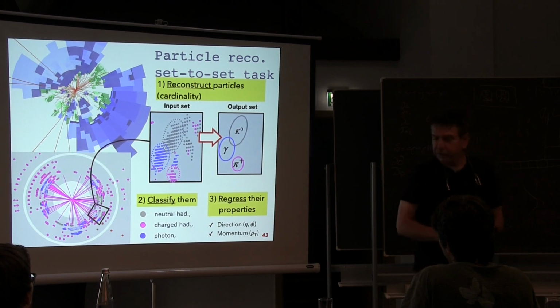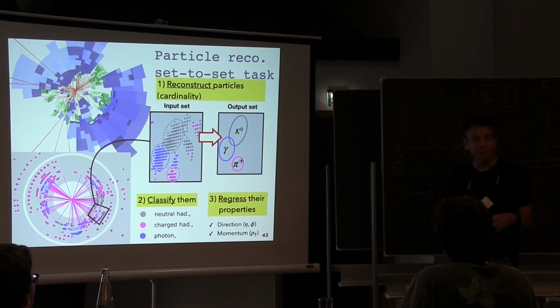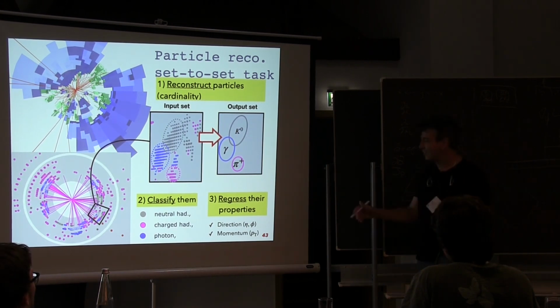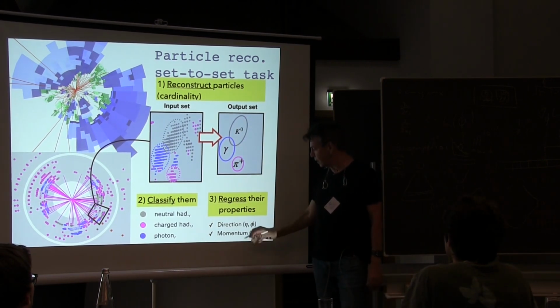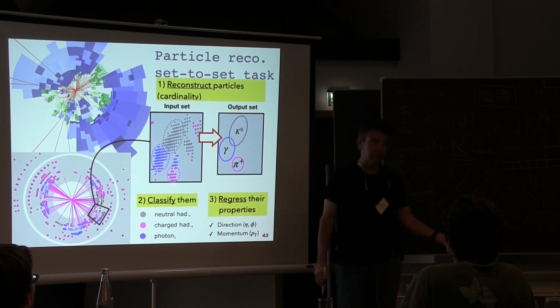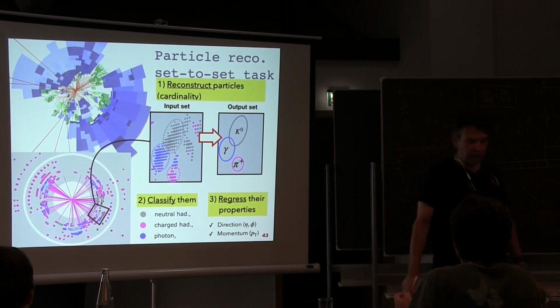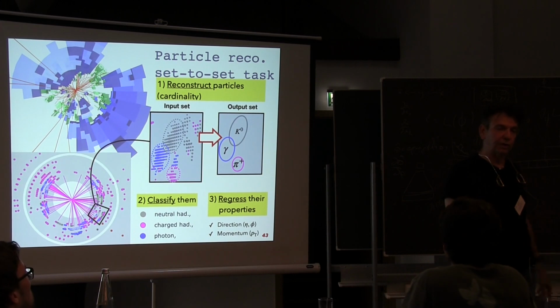And in the end, you want to regress the location of the bounding boxes, in that sense regress the properties of the classified object, which is the direction, eta and phi, and the momentum, the pT. That's the story we're trying to sort out and solve.